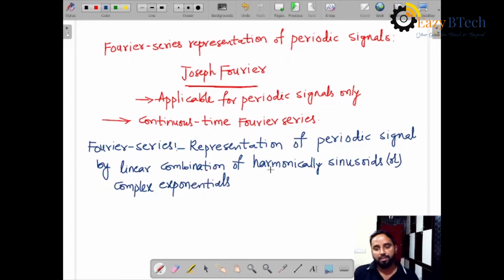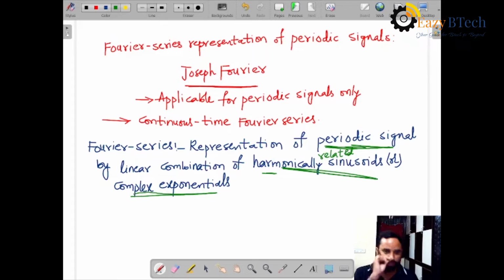So we can write a periodic signal using a linear combination of harmonically related sinusoids, or harmonically related complex exponentials. This concept is called Fourier series.